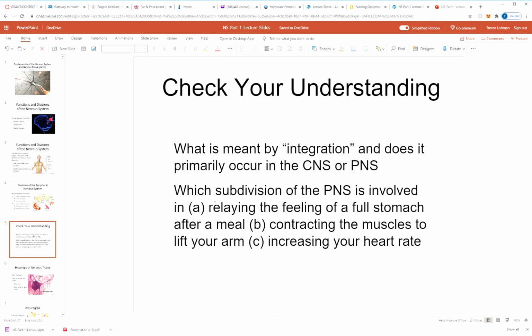I like these check your understandings because I always put things in here that I sometimes forget to really stop and cover. So I used the word integration earlier. What is meant by integration? And does it primarily occur in the CNS or the peripheral nervous system? So this is prompting me to really take a deeper dive into what these two branches are. We know the CNS is the brain and spinal cord, and we know the peripheral nervous system is everything else. But what exactly does that mean?